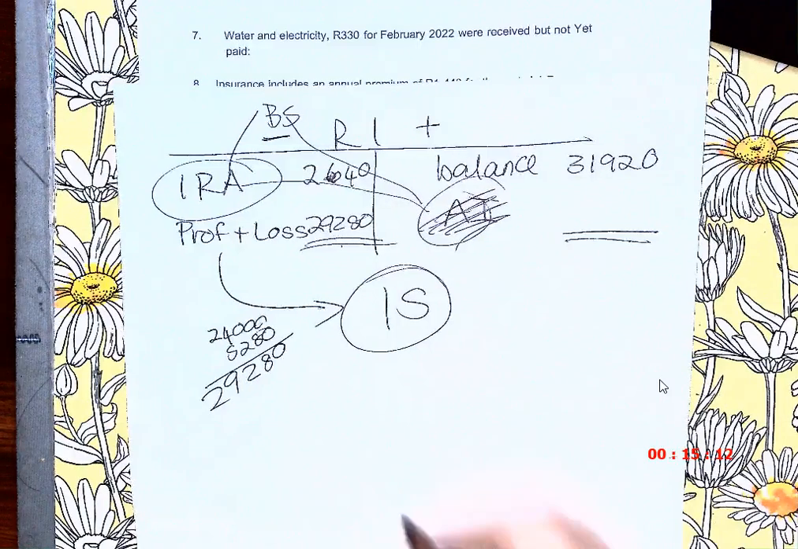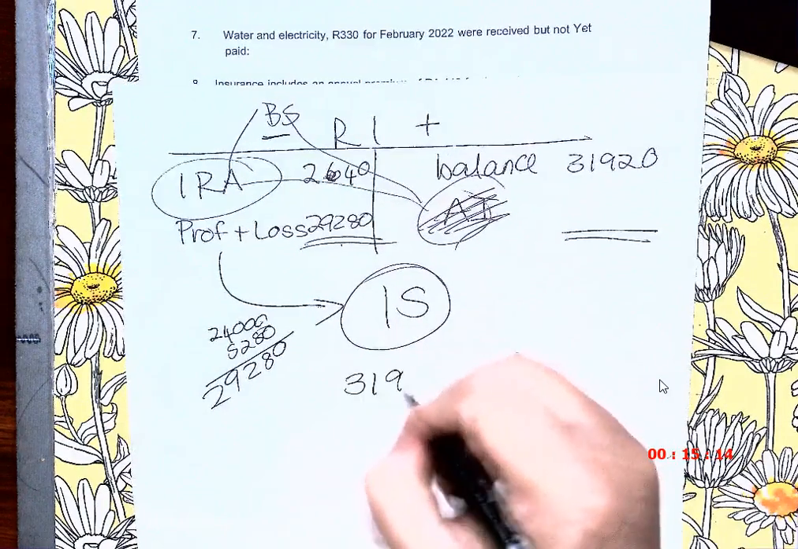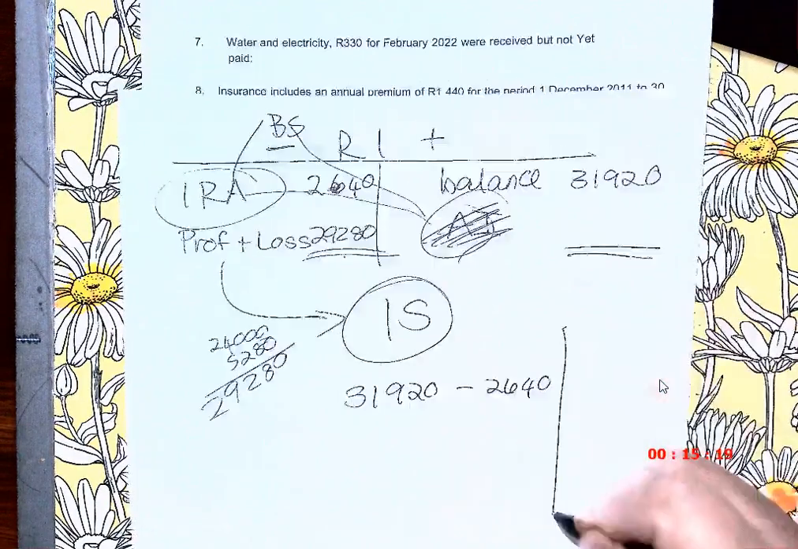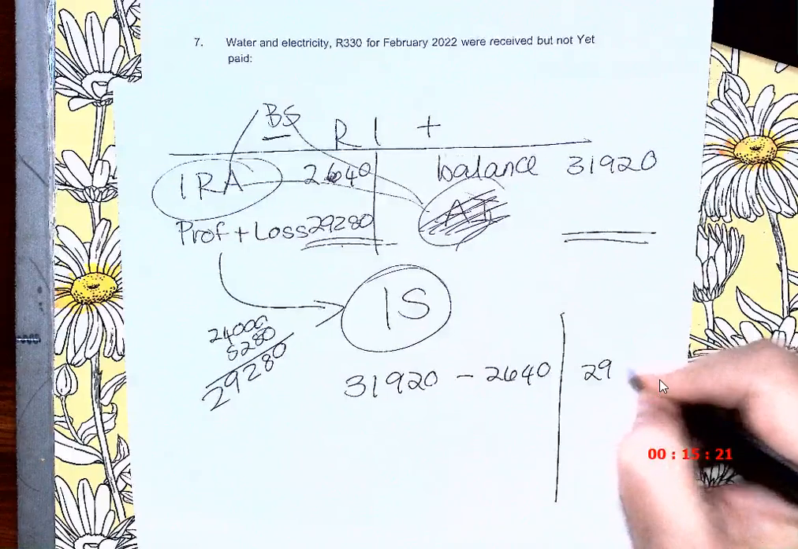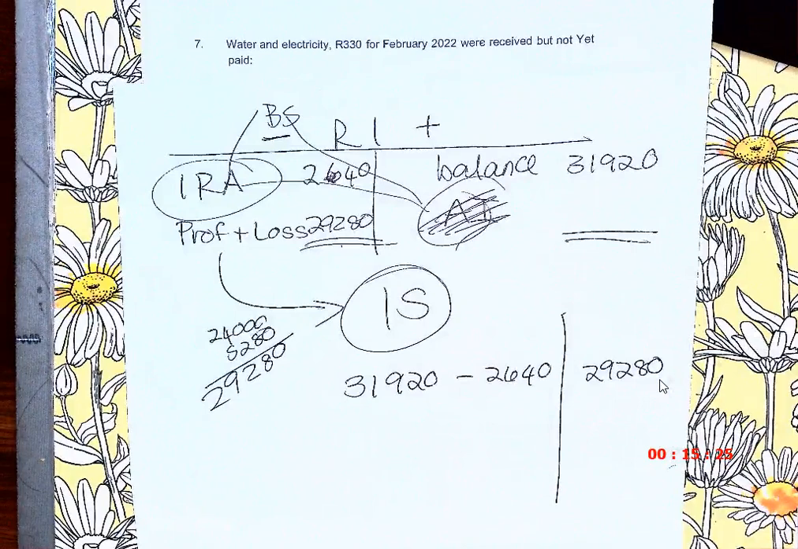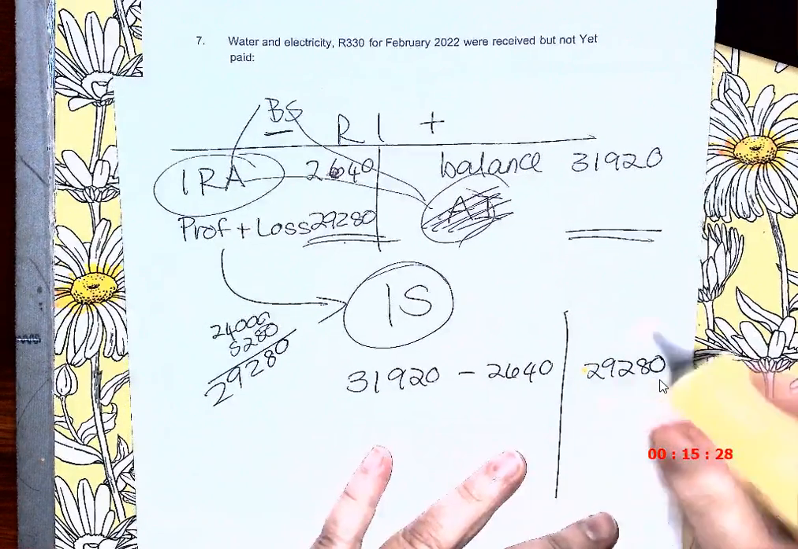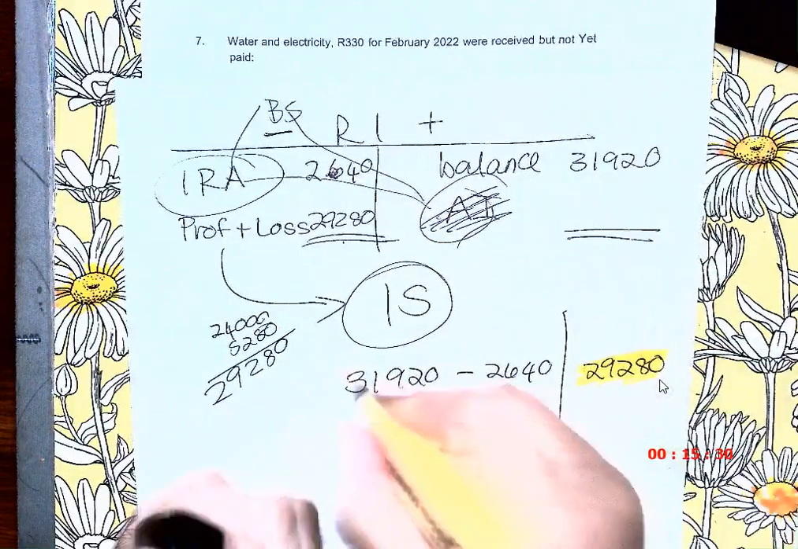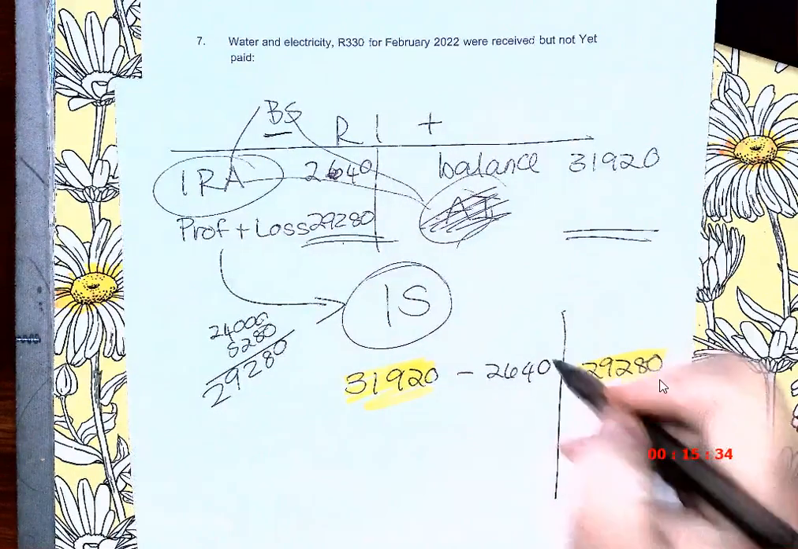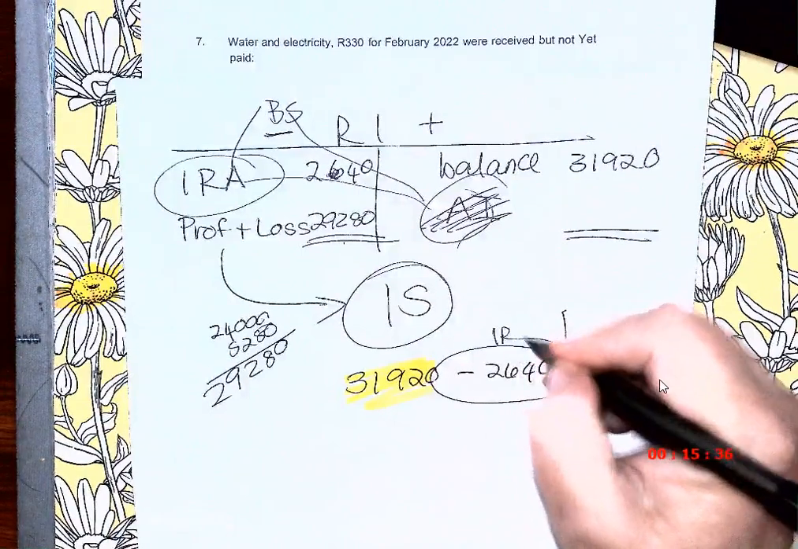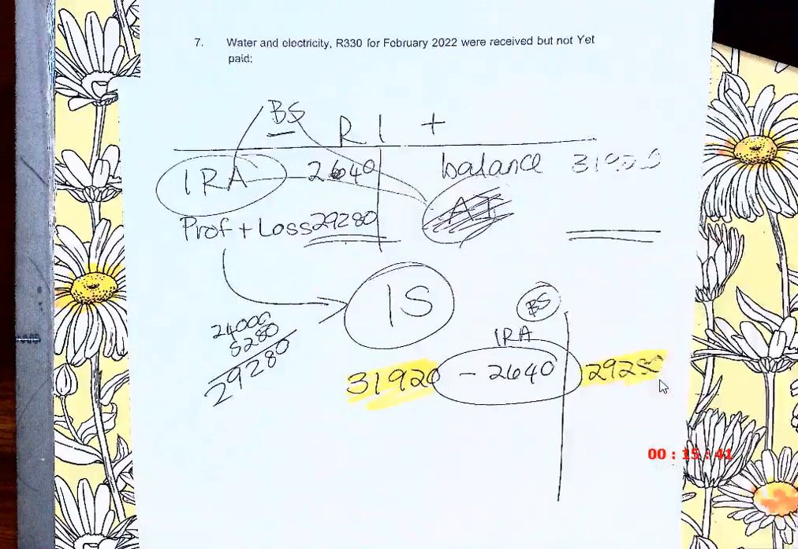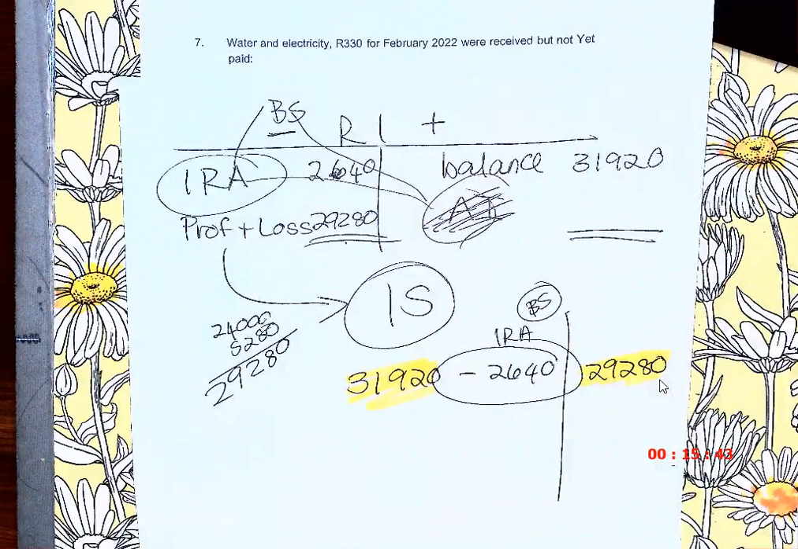Usually you would have said 31,920 less 2,640, and that gives me 2,980. But can you see what they did now? They are shaking things up. They give you this and this. So what are you calculating? You are calculating the income in advance, which goes to the balance sheet. Can you see? They just did it the other way around.